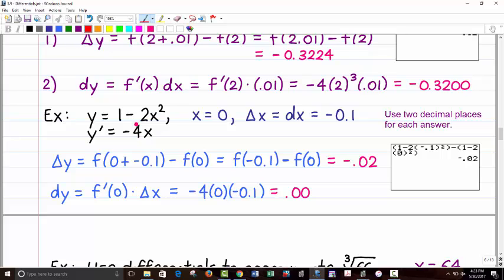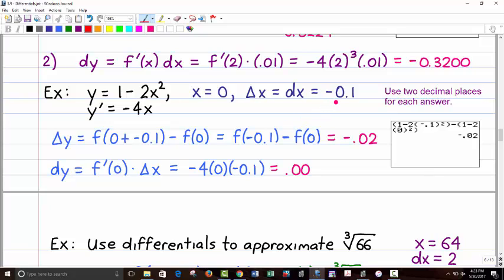Here's another one. y equals 1 minus 2x squared. We're saying x is 0. We're saying that dx is negative 0.1. So the x is actually decreasing, because the graph's going to the left, which is fine. The derivative is negative 4x.